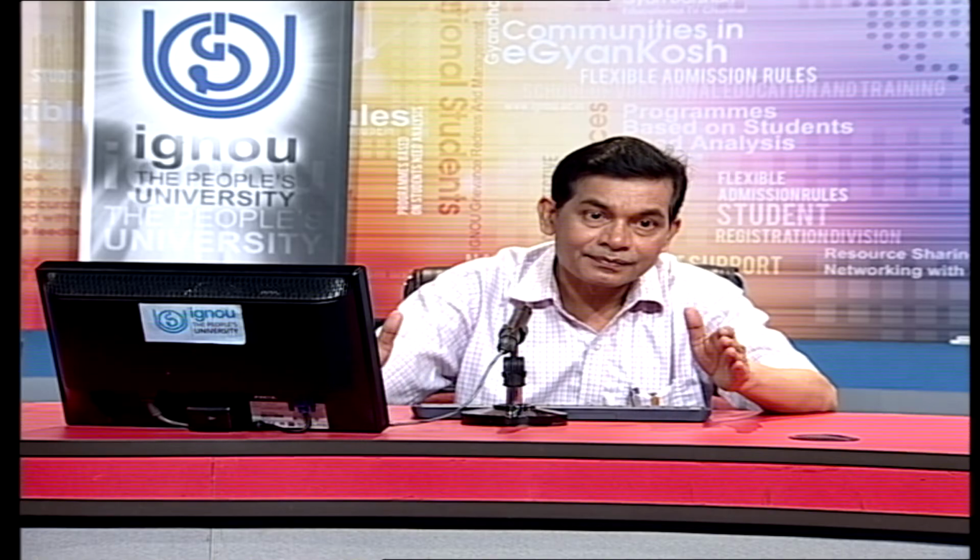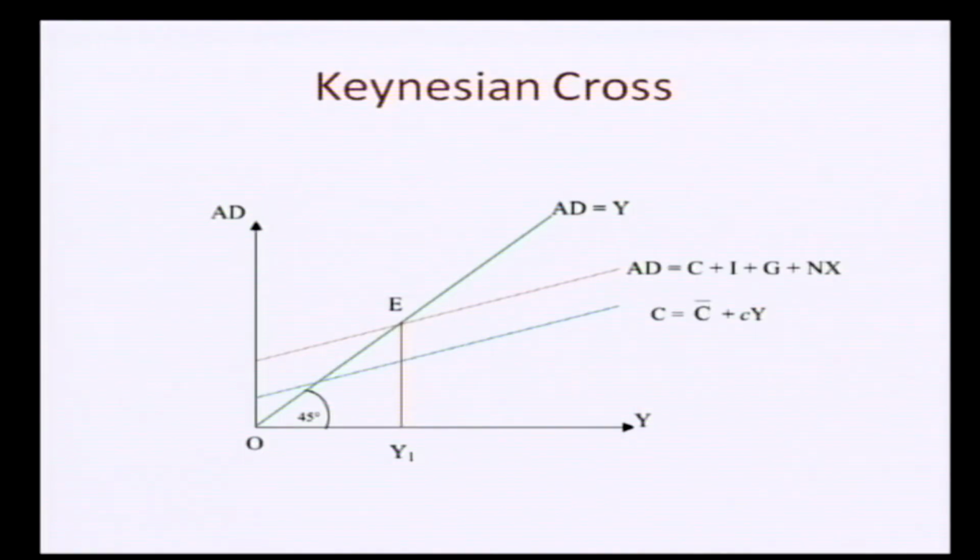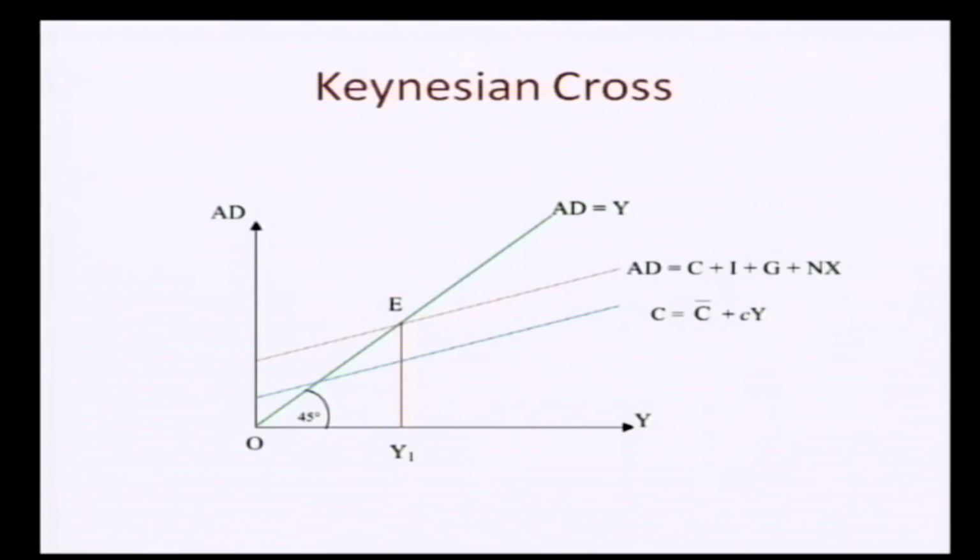Remember that the price level is assumed to be constant. Keynes says that there is no change in the prices because we are assuming the short run, we are dealing with short run analysis, and there is excess capacity in the economy. So in this case, to the left of Y1, I say that there is excess demand and the supply will increase.